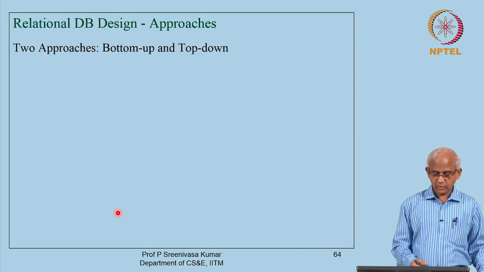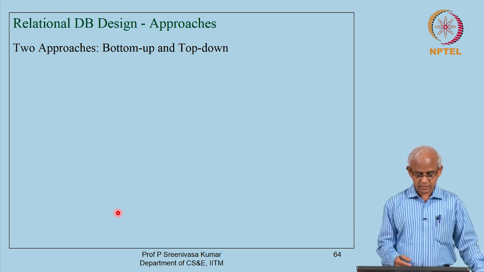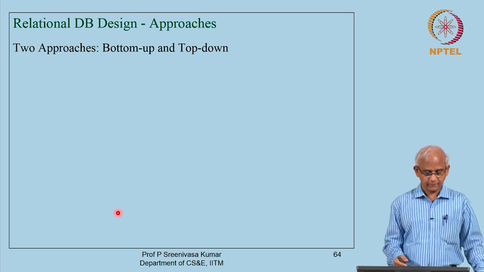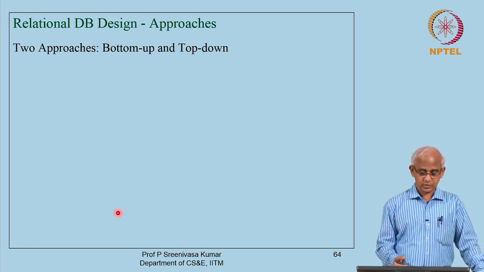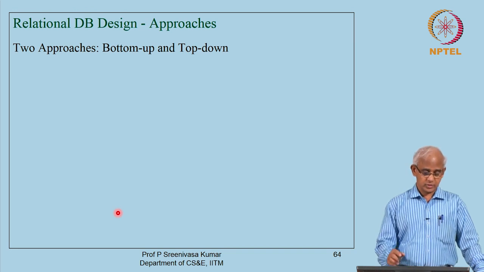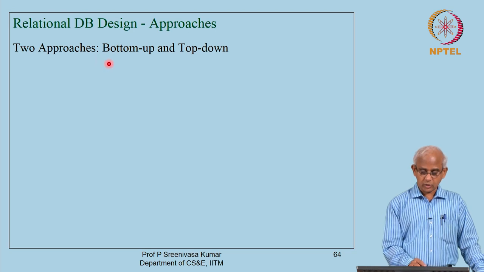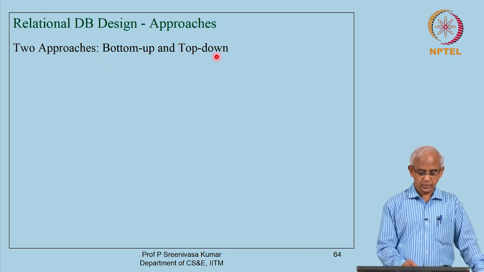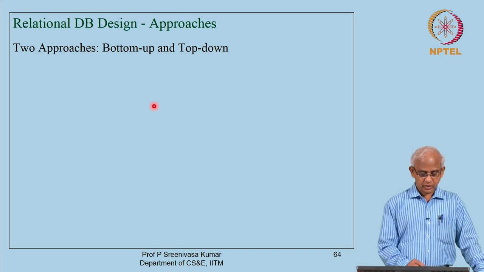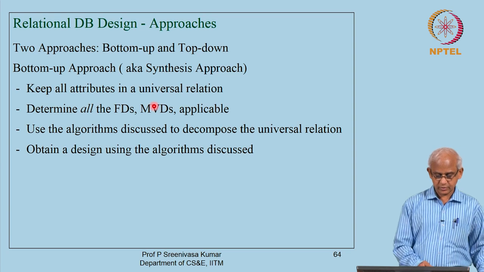Now, moving on to close this module on the discussion about normal forms, we consider two approaches for the overall relational database design. These approaches are bottom up design and top down design. So, let us see what they are. The theory that we have discussed is actually applicable for both these situations.